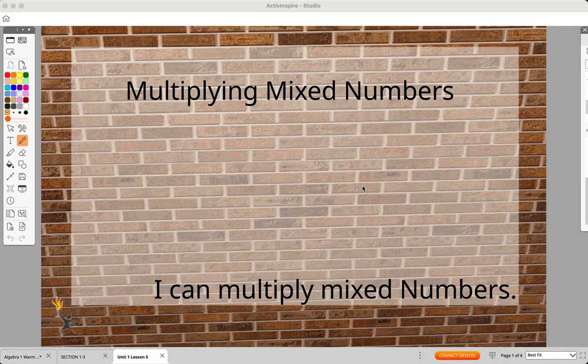I want to talk about our next lesson, multiplying mixed numbers. We've taken a few minutes to talk about this in class today, but I wanted to make a recording that was a little bit shorter for you guys to work on. Our whole goal by the end of the class is that you can multiply mixed numbers.